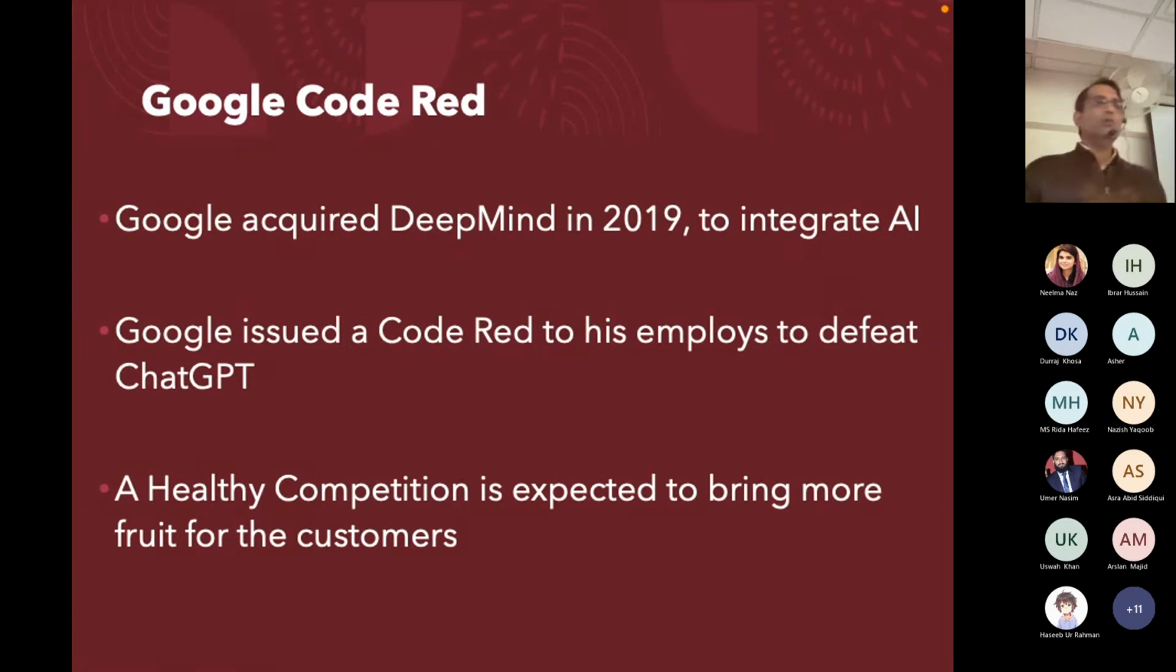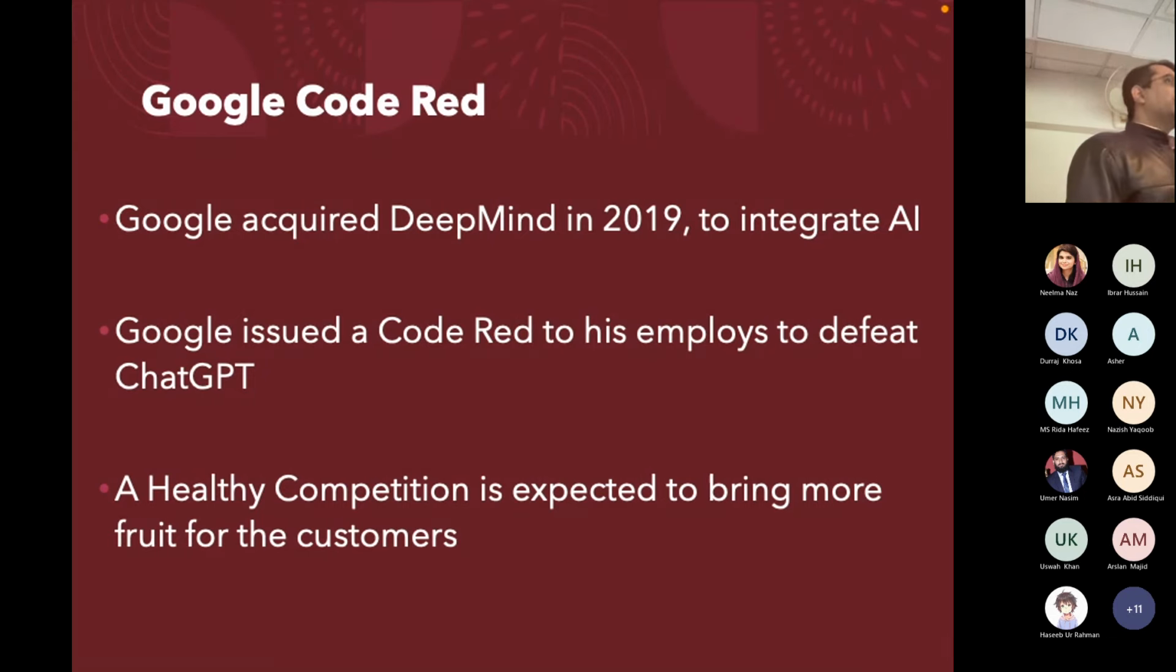And Google, now AI is really on the rise. Why? Because one can see the potential which is there. Google acquired DeepMind back in 2019 to integrate AI into search to get meaningful results for whatever you are searching for. Google right now, in January, issued a code red to their employees to defeat ChatGPT. Why? Because on average, there are 1 million users using ChatGPT every day. That is huge. There is a lot of traffic going towards ChatGPT, and Google is worried that if Bing integrates this meaningful search, which is not looking for the words but for the meaning, then Bing could win the competition of this search market, which is a $1 billion enterprise.